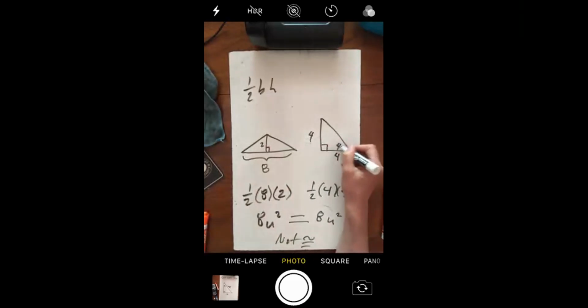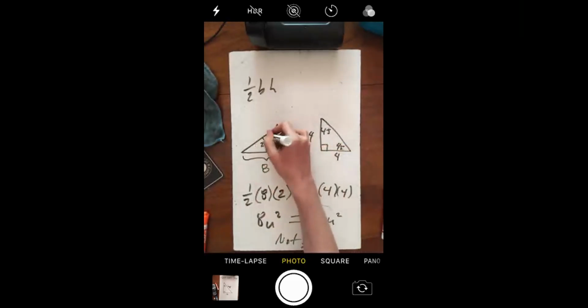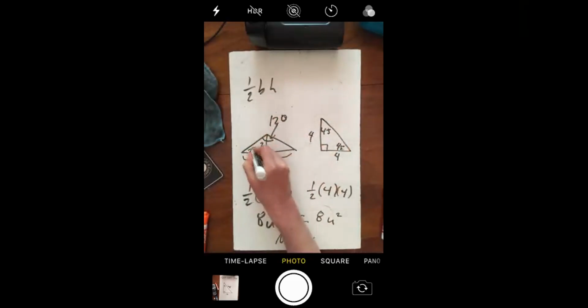Here, these would be 45-degree angles, and this is a 90-degree angle. And then in this case, you'd have an angle here that would be more like 120. I'm not sure what it would be exactly, but it would be much more than the 90. And if this were 120, then these would each be 30. That's if we drew it like an isosceles triangle. What we're saying is, even though the areas are equal, these triangles are not congruent.